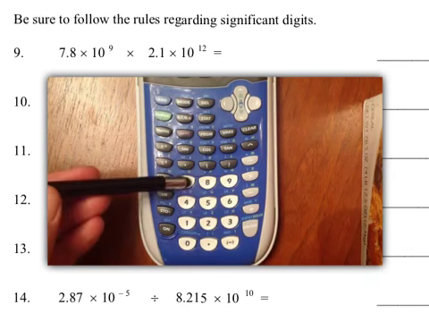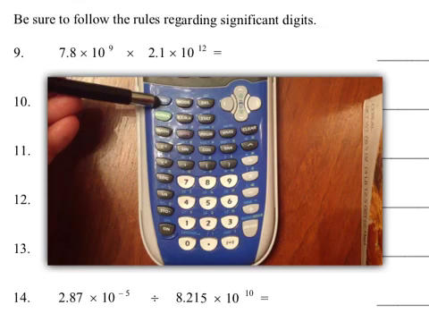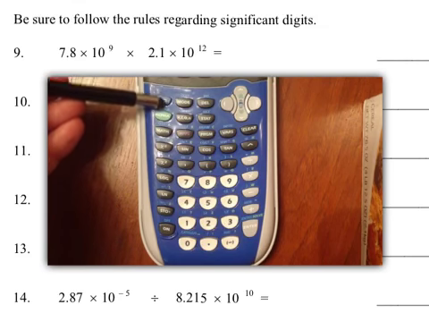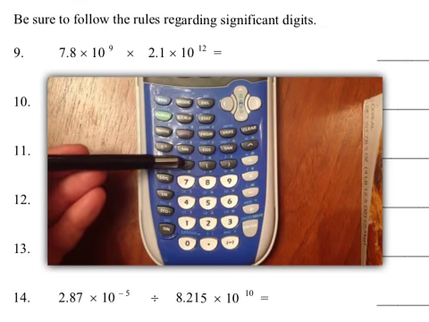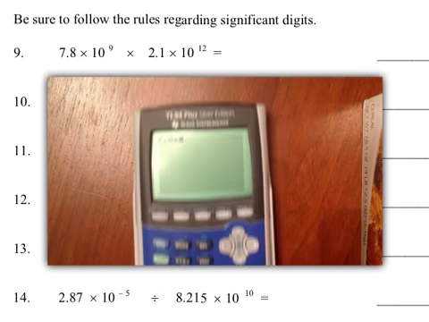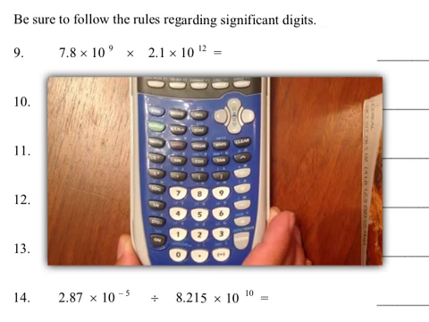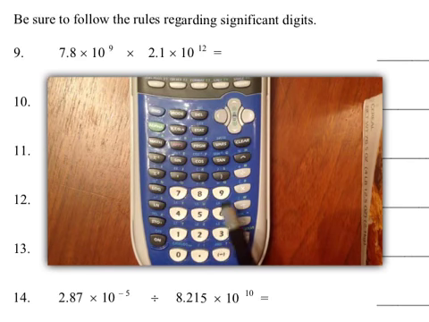Okay, so to enter this data into the calculator, I'm going to hit 7.8, and then I'm going to hit the second function, and then the comma button, which is immediately above the 7, where we see EE. What that does is it brings up the E on my calculator, which really means times 10 to the, and now I'm going to tell it what power it is. So I'm not going to say times 10, I'm just going to say 9.